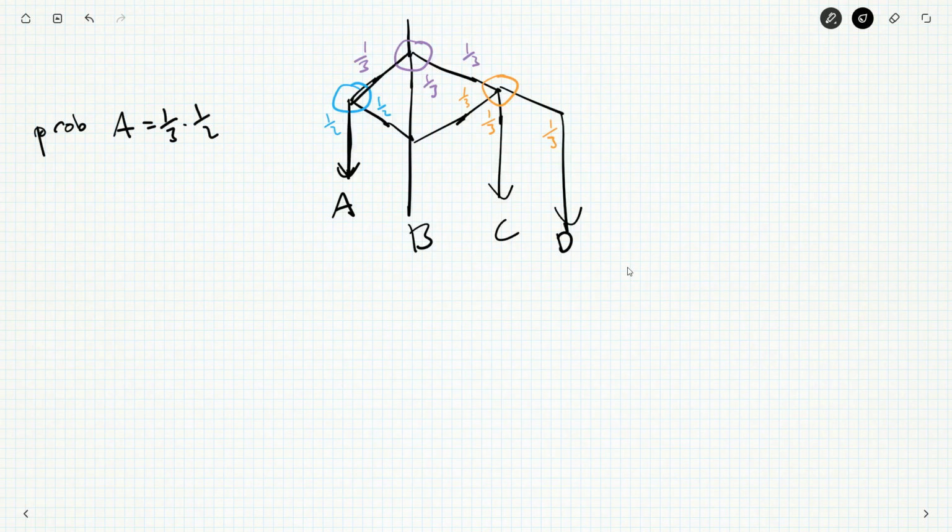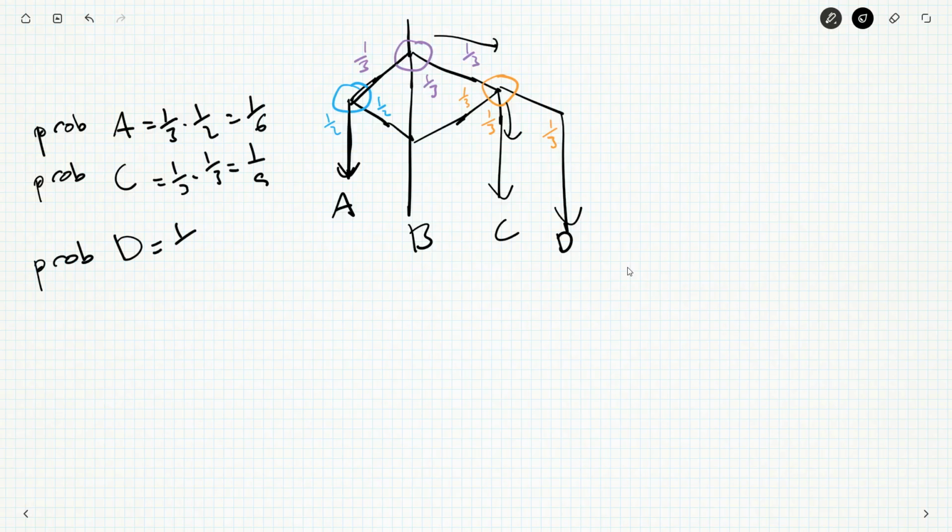And we can work out these other probabilities. B is the hardest one, so we'll leave B for a moment. The probability of C is you have to take 1/3 to get this path, and then 1/3 to get down here. We get 1/9, just like A is 1/6. And the probability of getting to D is 1/3 times 1/3, equal to 1/9.